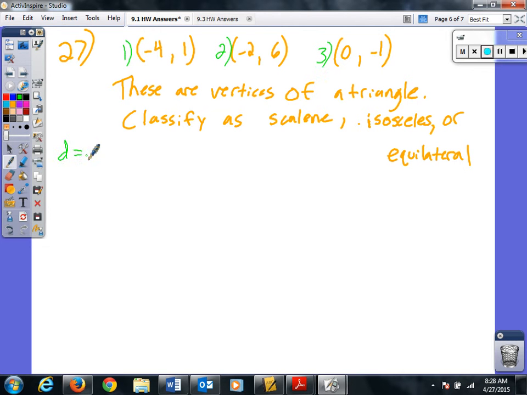So the distance between them is equal to the x value subtracted, so we get -4 minus -2 squared plus the y values, which are 6 and 1. Subtract those and square. And so in the first set we get -4 plus 2 is -2, squared is 4. 6 minus 1 is 5, squared is 25. So we get the square root of 29.